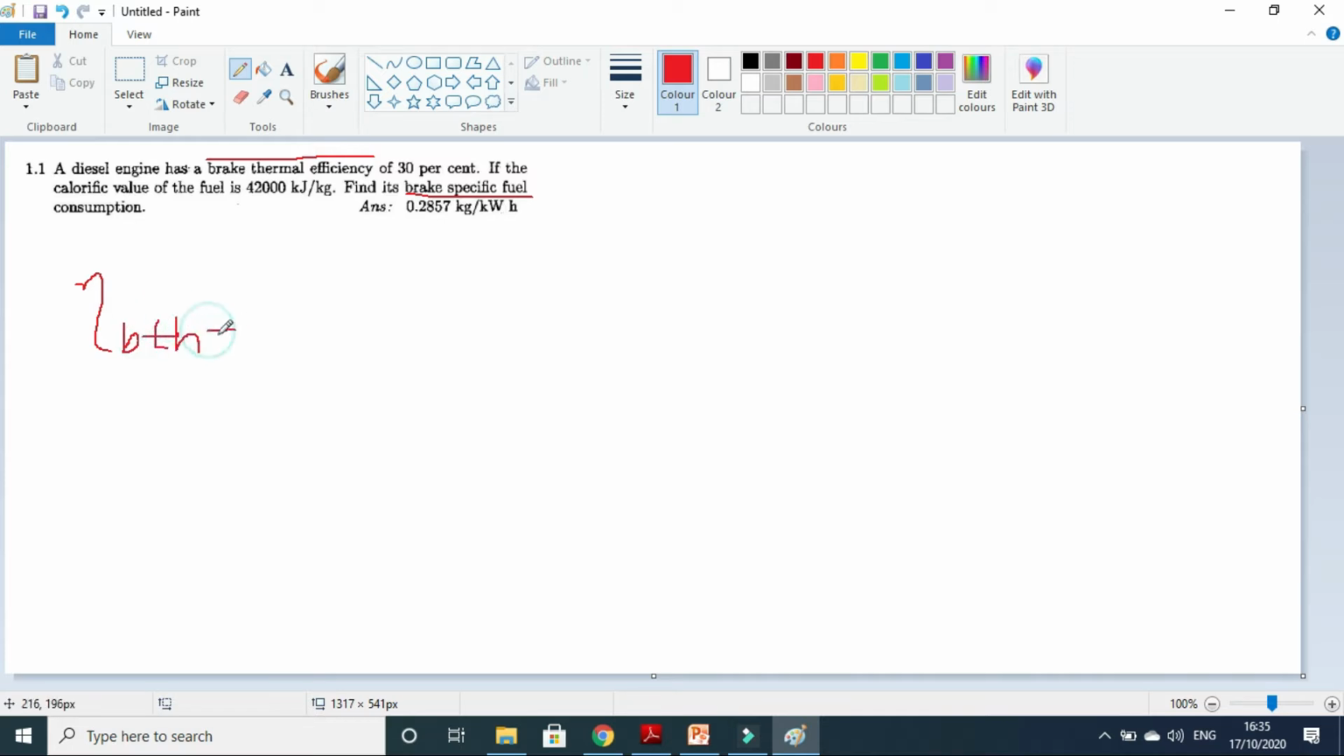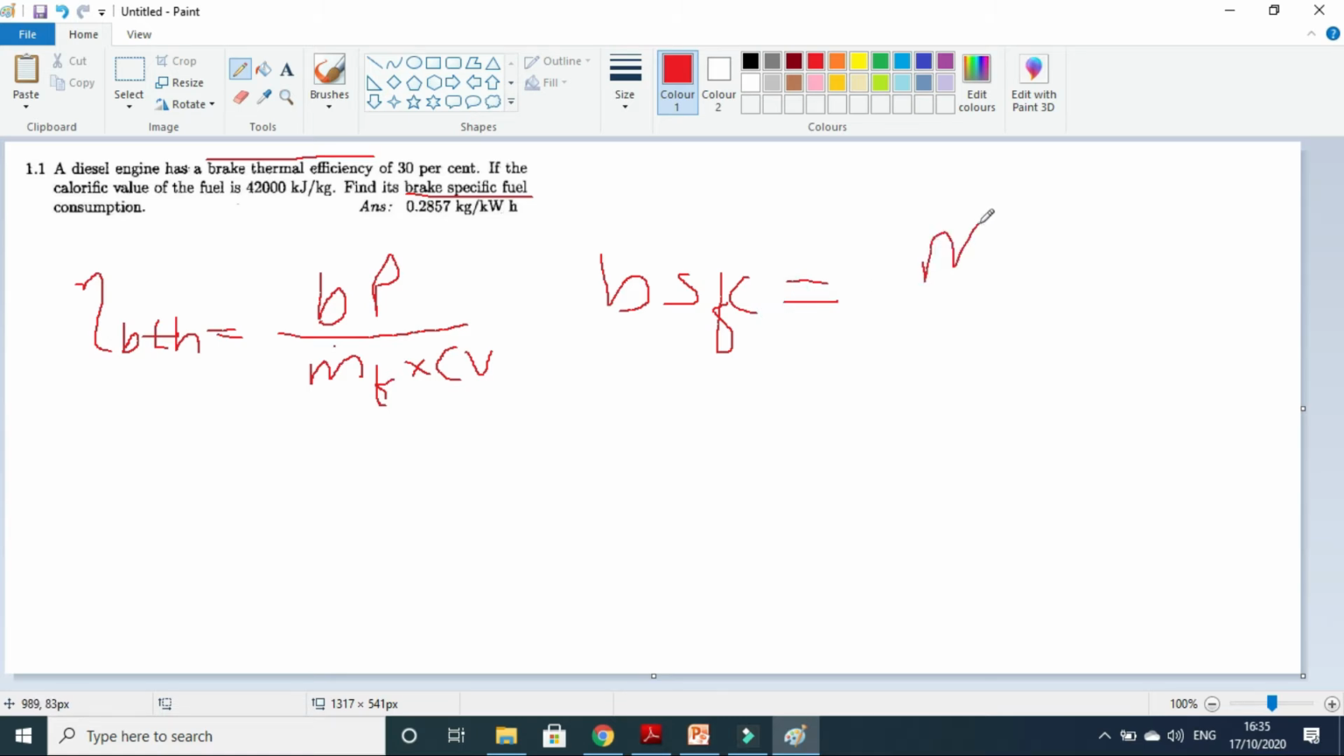The formula for the brake thermal efficiency was brake power divided by mass flow rate of fuel into calorific value. So this was the formula for the brake thermal efficiency. And what was the formula for the brake specific fuel consumption? So brake specific fuel consumption is mass flow rate of fuel divided by brake power. So these were the formulas.